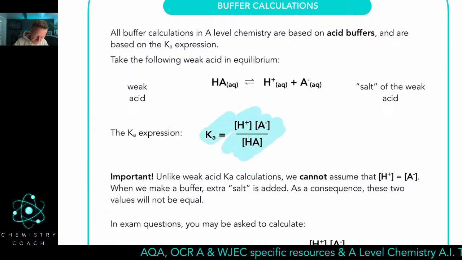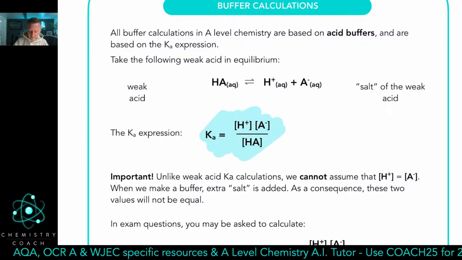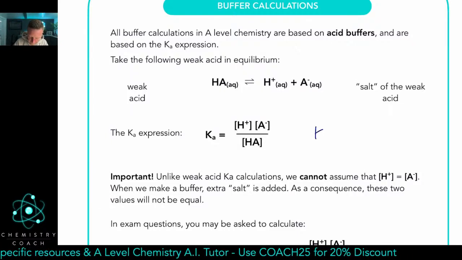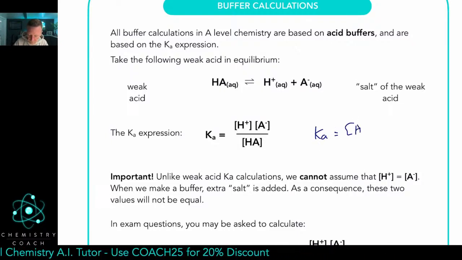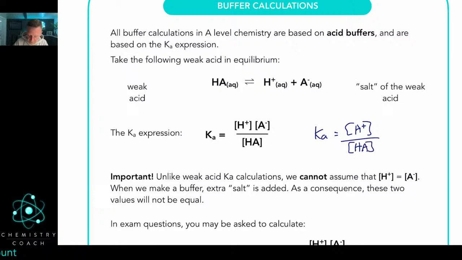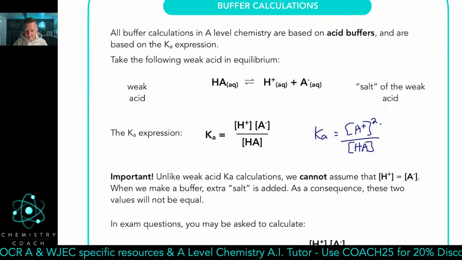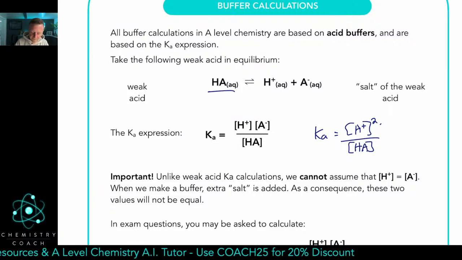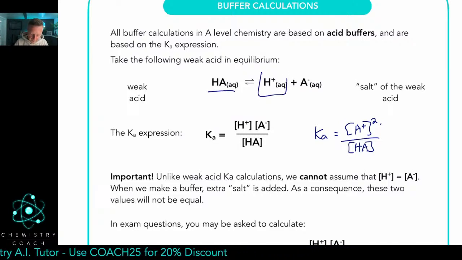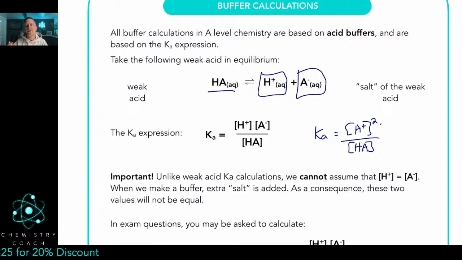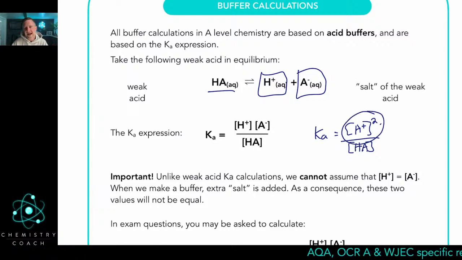So we know our Ka expression, and we should know our Ka expression. Now, one other thing I'll point out here: when you're calculating the concentration or the pH of a weak acid, you can use this, H plus concentration squared over HA, for weak acid calculations. That's because when a weak acid dissociates, we can assume that the hydrogen ion concentration and the anion concentration are the same. So that's why we're using H plus squared, because they have to be the same as each other.